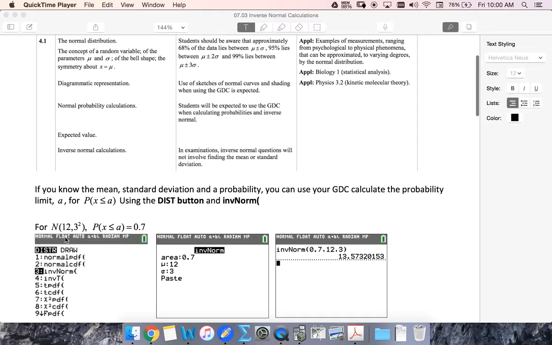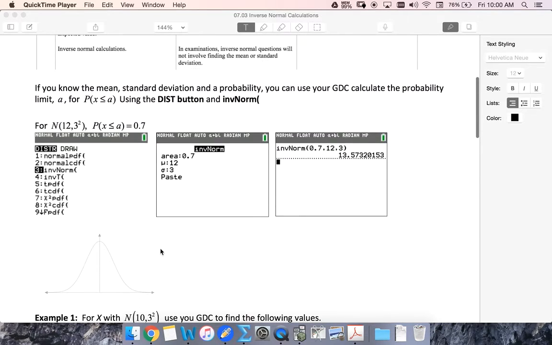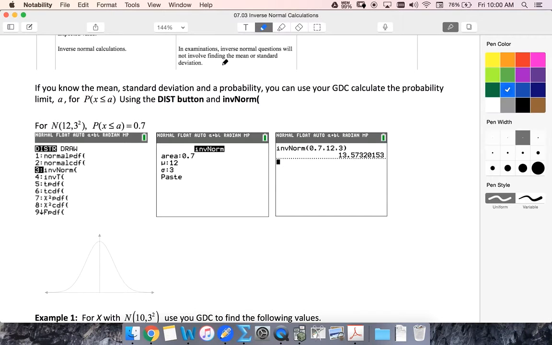So we have a mean value of 12, a standard deviation of 3, and our probability that x is less than some value a is 0.7. So let's think about this picture here. Our mean is 12, and so if we think of one standard deviation away, we would be at 9 and 15.